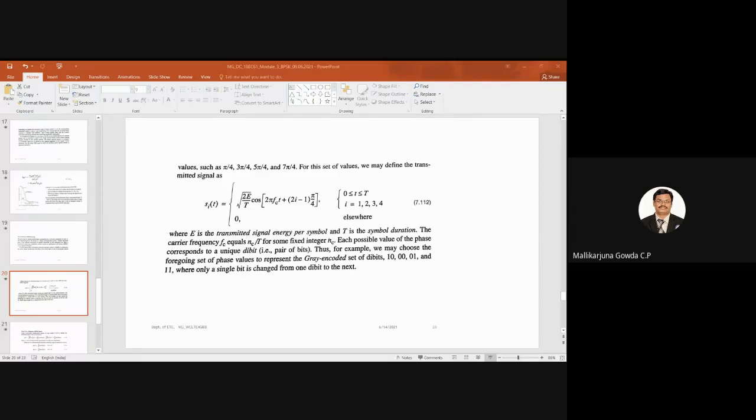Here we use a pair of bits, which is known as a dibit. Here is one example I have taken: 10000111. It is a Gray encoded set of dibits. You all know what Gray code is, right? There will be a single bit change. If I take the first dibit as 10, then there will be a single bit change, so the next will become 00. Next it will be 01. Next it will be 11, like that.